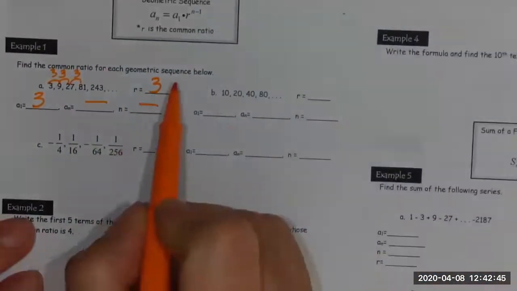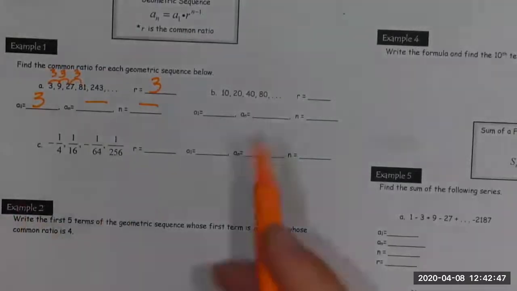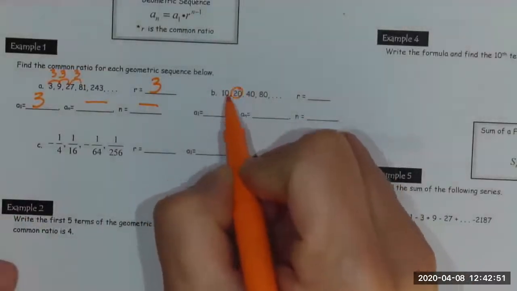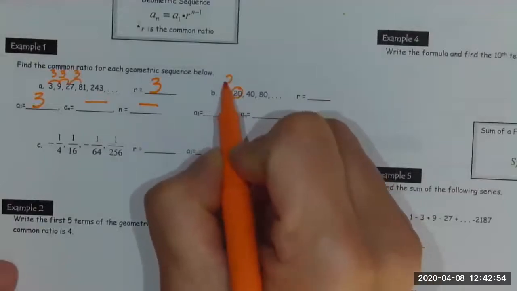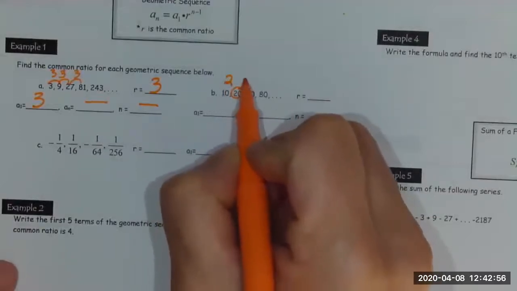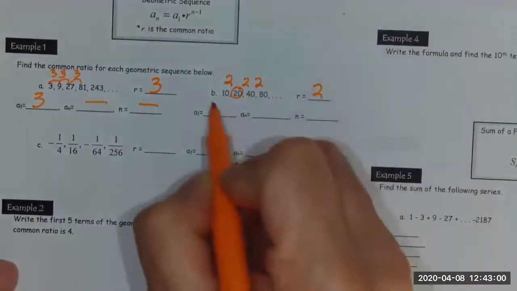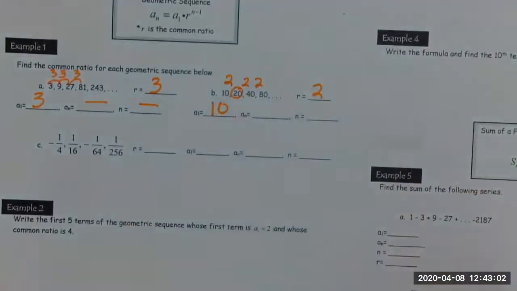Okay, and this part right here, I just want to make sure you know what the ratio is. So all you have to do is take this number and divide it by the number before. 20 divided by 10 is 2. 40 divided by 20 is 2. 80 divided by 40 is 2. So R is 2. A1 is still 10.